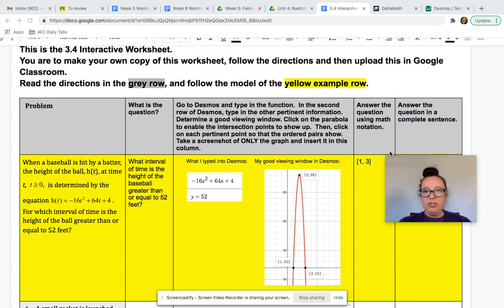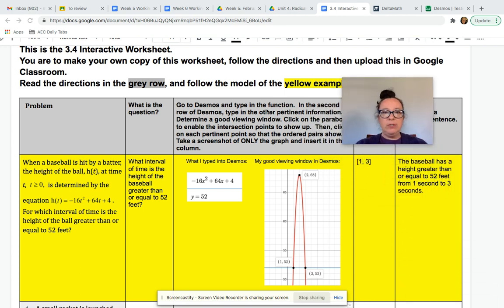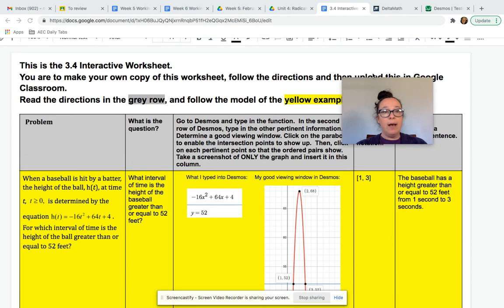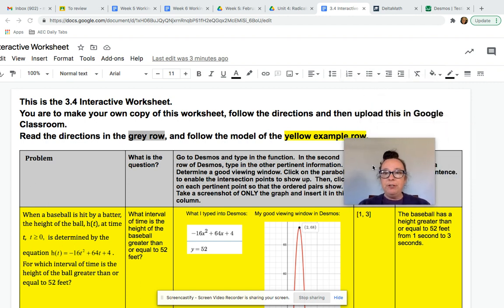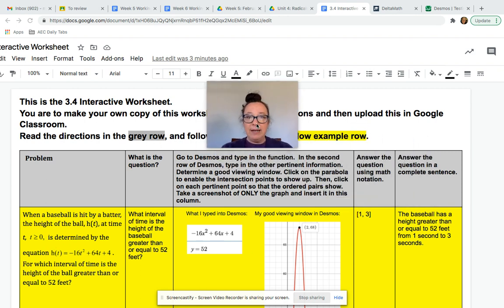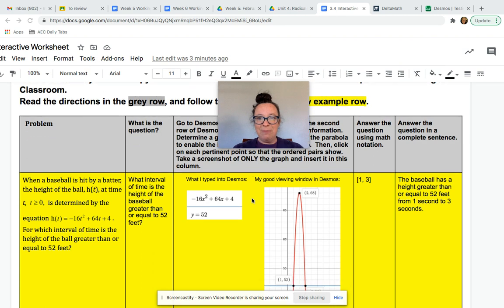Okay, so I want you guys to take a look at what we're going to be doing. You are going to be making a copy of this interactive worksheet. This is one of those things where when you click it from the working document, it's going to force you to make a copy. So you make a copy, follow the directions, and upload your copy in Google Classroom. Now, you need to make sure you read the directions in this gray row and follow the model of the yellow example. I am getting ready to go over the yellow example with you.